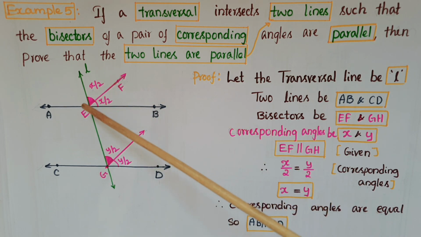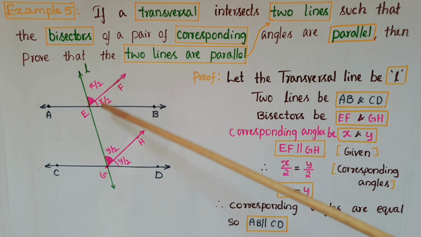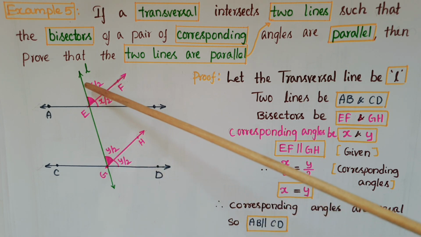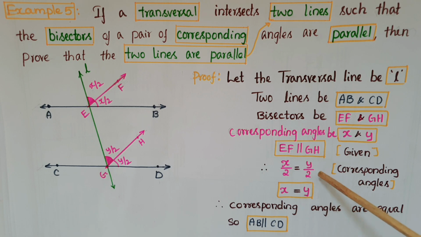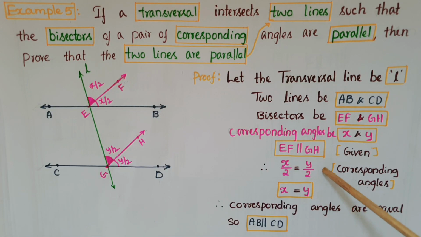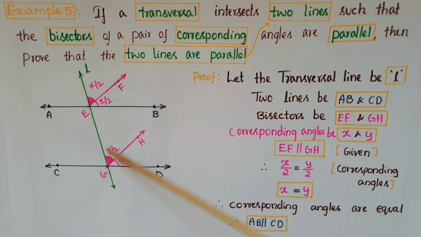If you observe here, EF and GH are parallel and L is a transversal line for these two lines. So just imagine these two lines EF and GH, and L is a transversal line. Again x by 2 and y by 2 are corresponding angles for these two lines. So here x by 2 is equal to y by 2 because these two lines are parallel. Then x by 2 is equal to y by 2 means x is equal to y. So x is equal to y means these two corresponding angles are equal, means AB is parallel to CD.